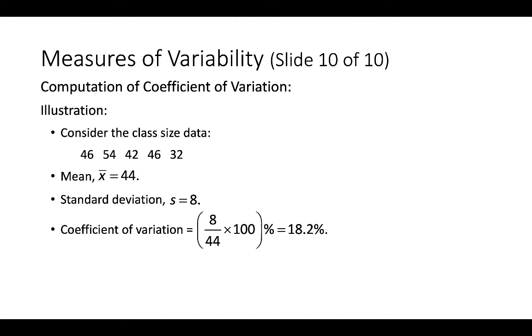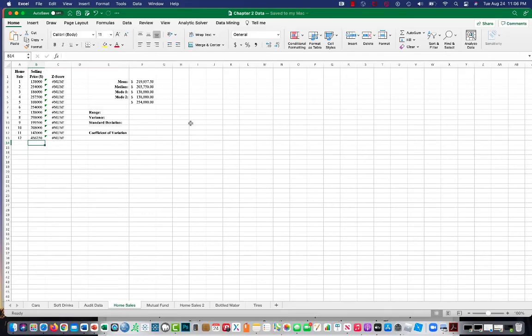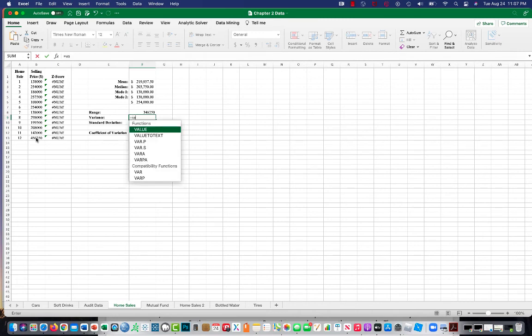Now let me show you how to calculate this in Excel. Here we have the 12 years of home sale data again. To calculate the range, we will use the functions maximum and minimum and subtract them. So we use max and then enter the data range, minus min and then the same data range. And so we can see that the range is 348,250.